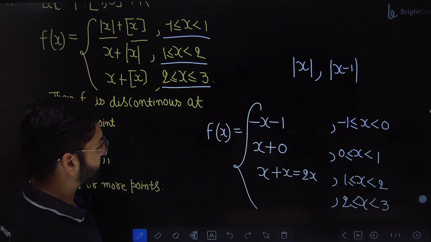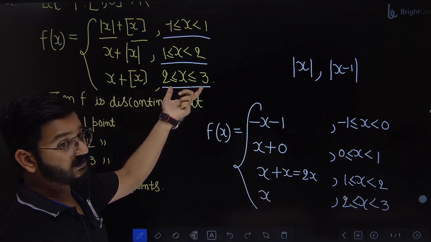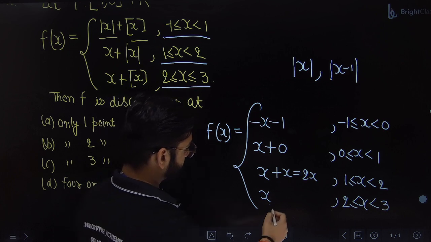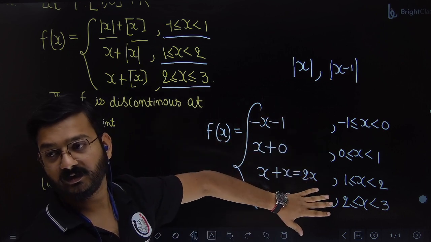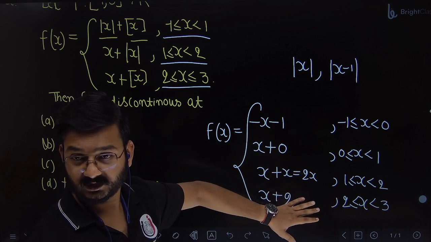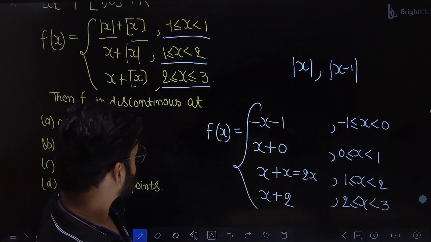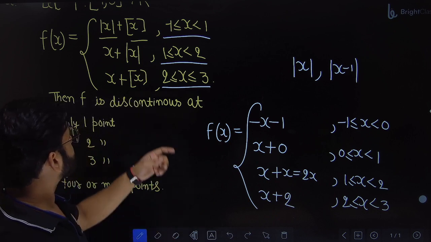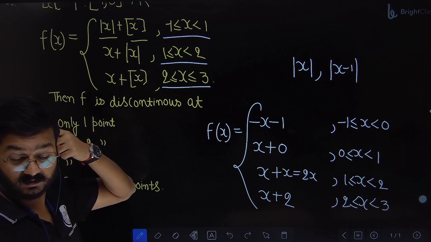So x will be as it is. What is the greatest integer between 2 to 3? 2. X plus 2. Now your question is ready to be approached. Everything is free from mod and greatest integer. This is not greatest integer, it is modulus.